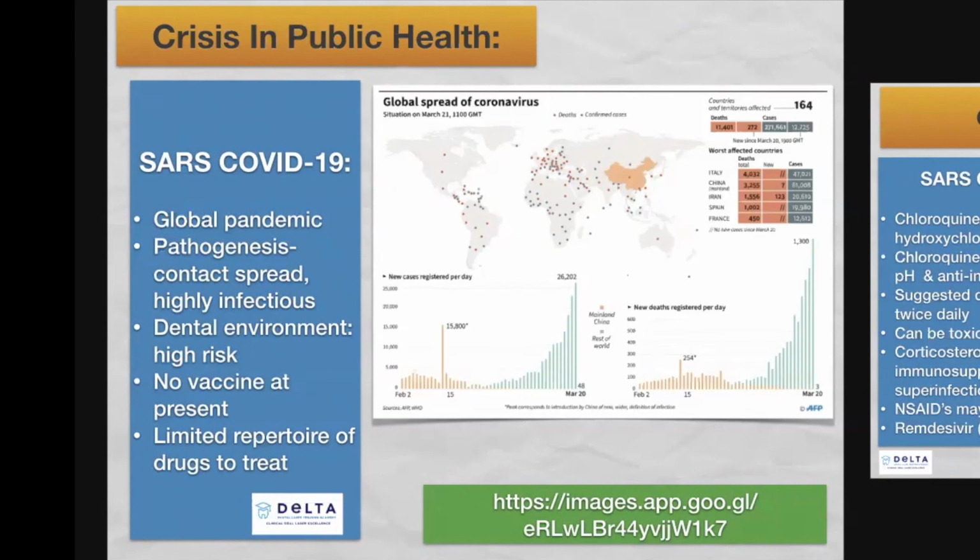The pathogenesis is that it's spread by contact. It's highly infectious, and for us as dental practitioners, it's a huge risk because the aerosols we use spread it, and our staff and other patients are at high risk. We don't have an effective vaccine at present, and it'll be some time before one is available. And there would appear to be a very limited repertoire of drugs available to treat it.